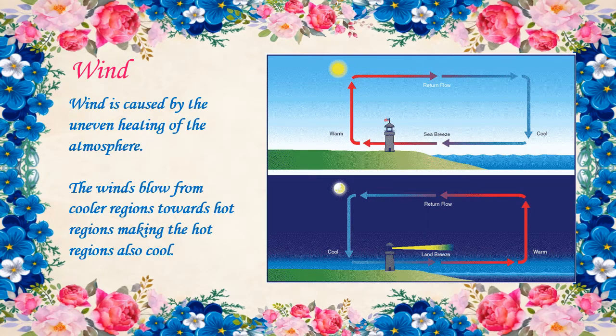The fourth factor that influences climate is wind. Wind is caused by uneven heating of the atmosphere. The wind blows from cooler regions towards the hot regions. So when the wind carries the cool breeze from the cooler regions towards the hot regions, it will make the hot regions cool. Similarly, when the winds blow from a hot region towards a cooler region, it will make that cool region warm.